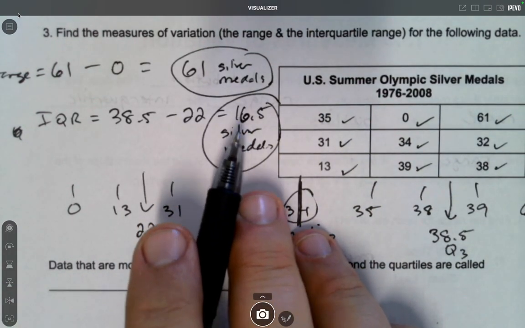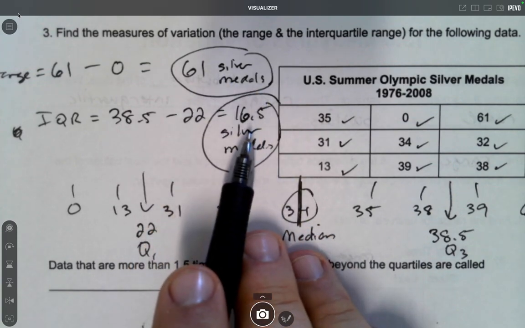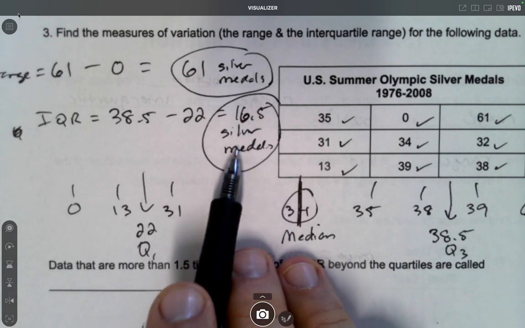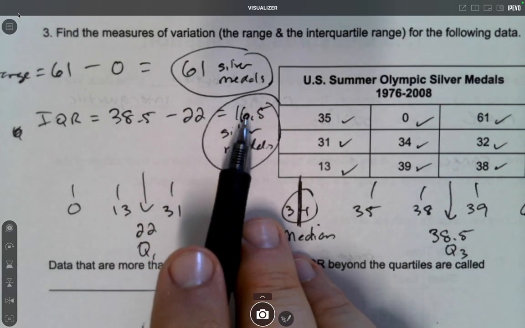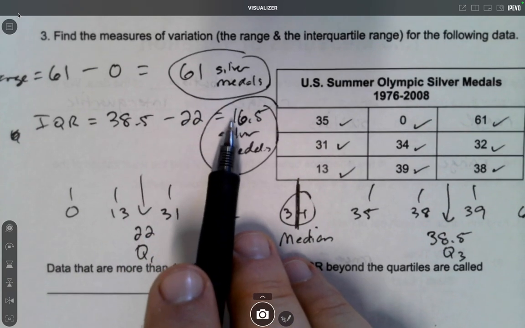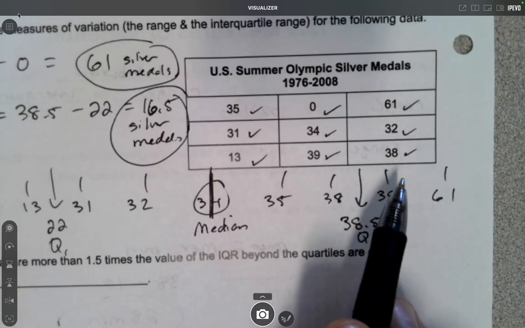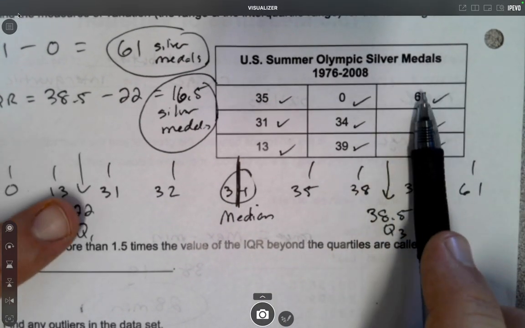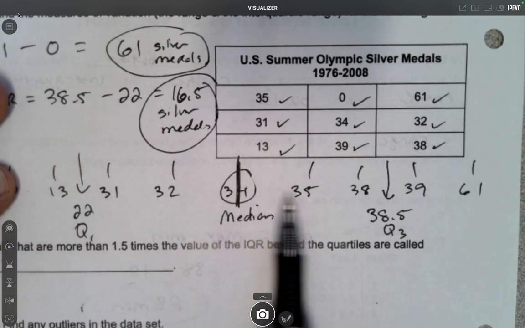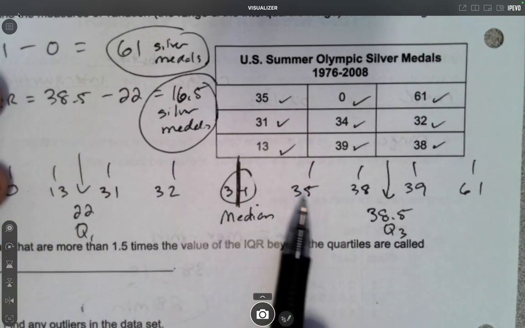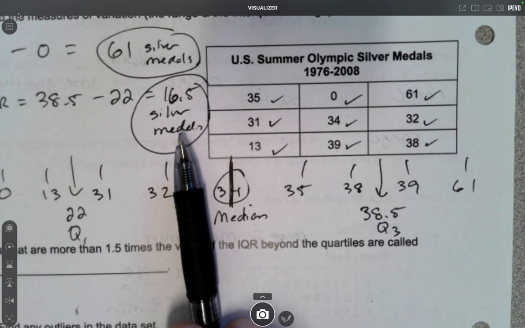Now it makes sense this one's going to be smaller than the range because the range is going from highest to lowest. This is going from the one that's 3/4 of the way there minus the one that's 1/4 of the way there. So we should always expect this to be smaller, but it's a lot smaller because the interquartile range took out this extreme low, this extreme high, and is really just looking at, in fact, you took out the 2 highest and 2 lowest. So we're really just looking at this middle portion. So you can see the interquartile range gives us a better idea of the range of the middle of the data.